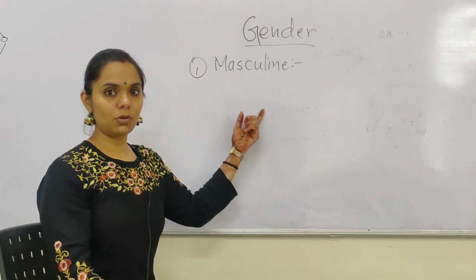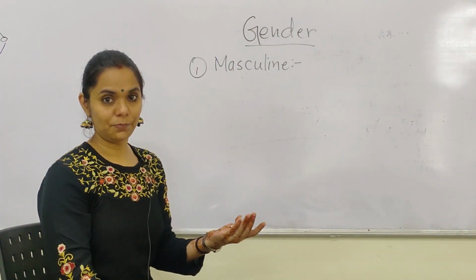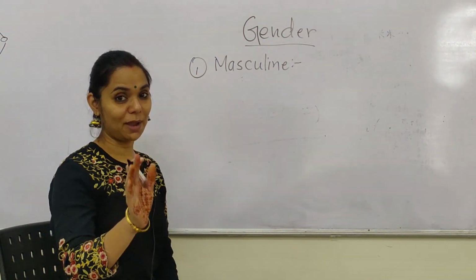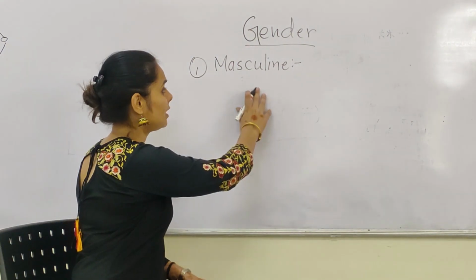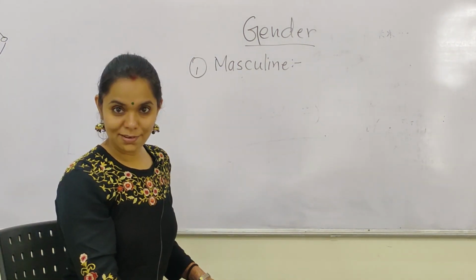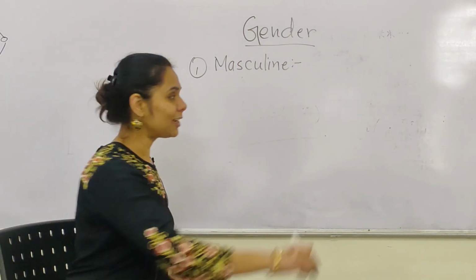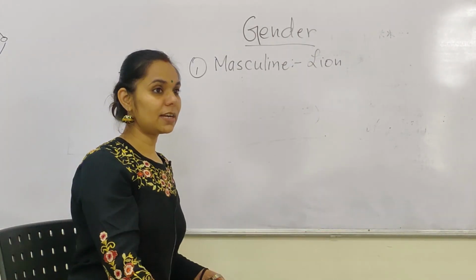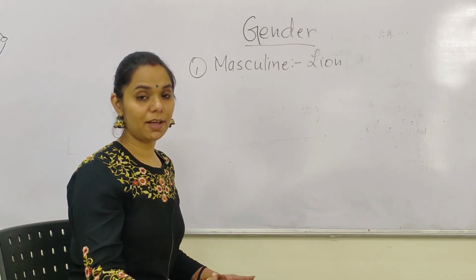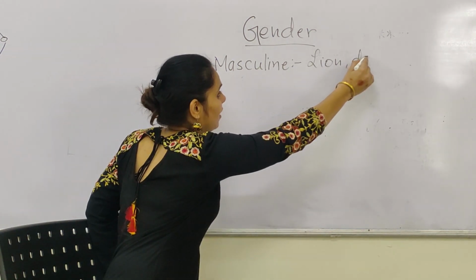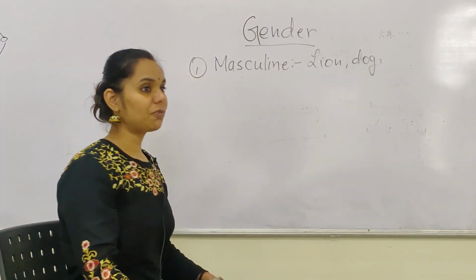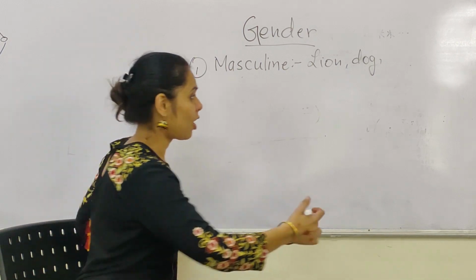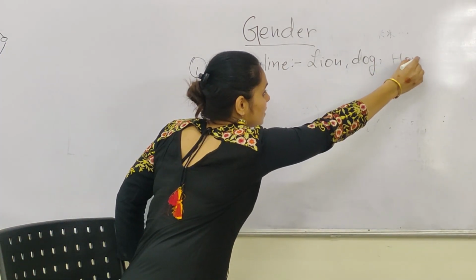When we talk about masculine, all the things which are male, those are masculine. We are talking about the students of very primary level, remember this. So let us consider a family of lion. Who will be the father there? Definitely lion will be the father. So lion will be masculine. If there is a family of dogs, who will be the father there? Dog will be the father there. So that will be masculine. If there is a family of horse, who will be the father? Horse. Let us say horse.